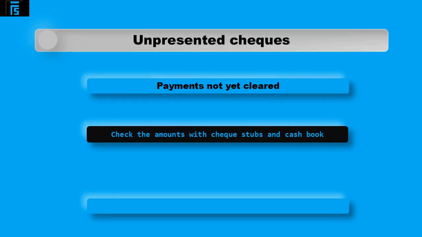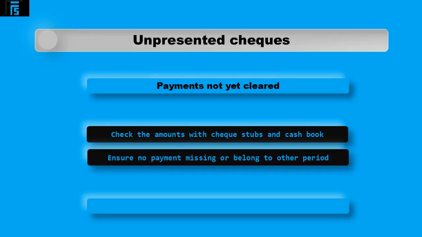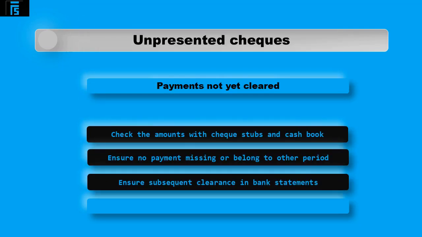They would then audit the timing differences. Any payments that have not yet cleared the bank are unpresented checks. The auditor would need to verify that all of these payments have been included correctly and so would usually agree the amounts on the bank reconciliation to the check stubs and cash book. Ensure none of the payments are missing or belong in the following period. And inspect the bank statements after the year end to ensure the payments have now cleared, investigating any that have not.